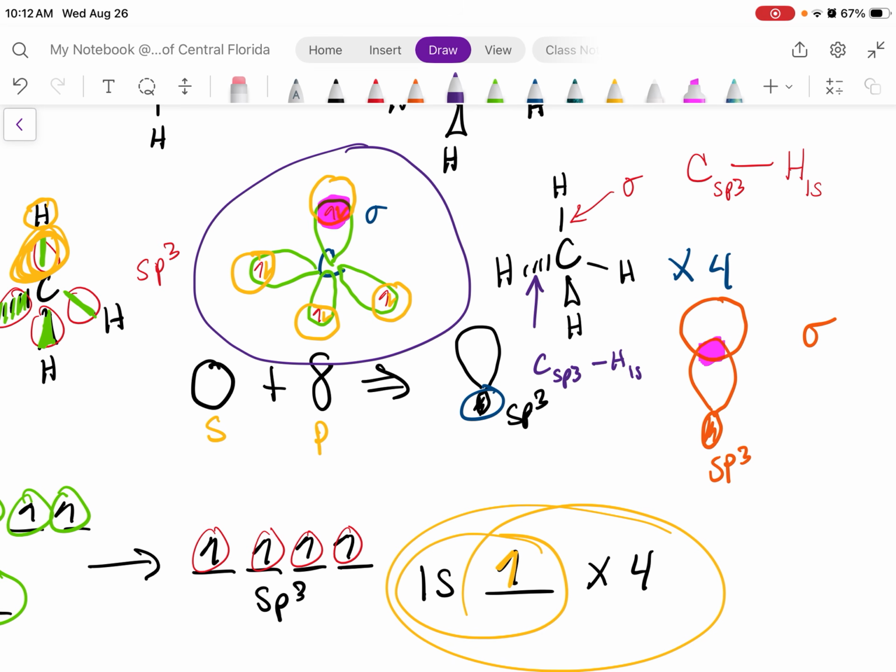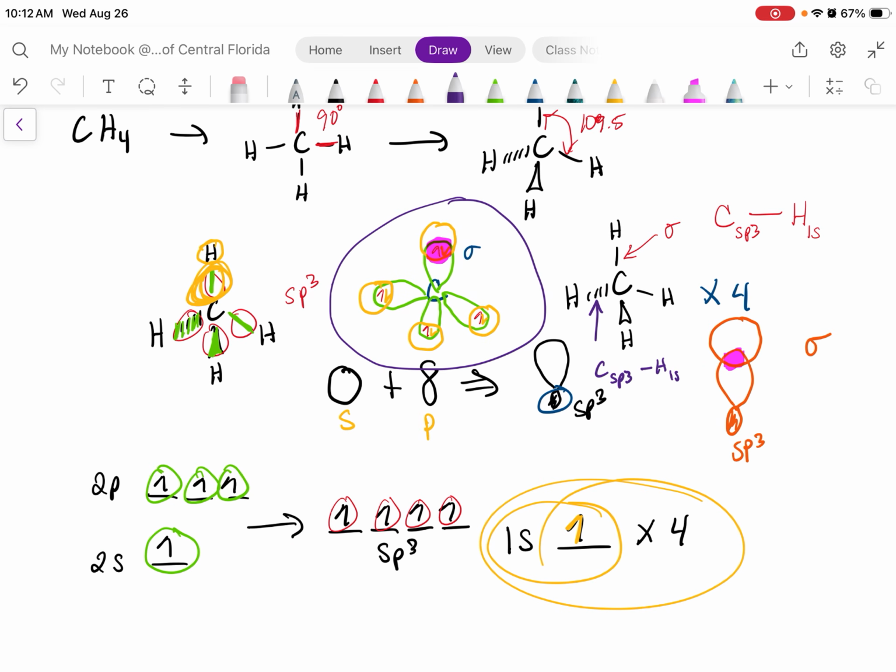And if you go to your textbook, you will definitely find prettier pictures of these orbitals, but you need to be able to draw them. And so practice that, look at the textbook, and hopefully this video explained it in a way that you can understand it. And as always, if you have any questions, please reach out. I'll be more than happy to help.